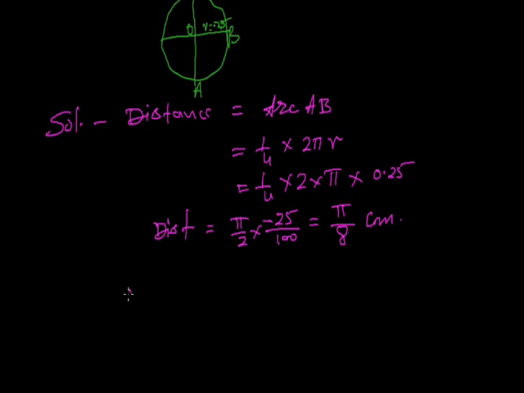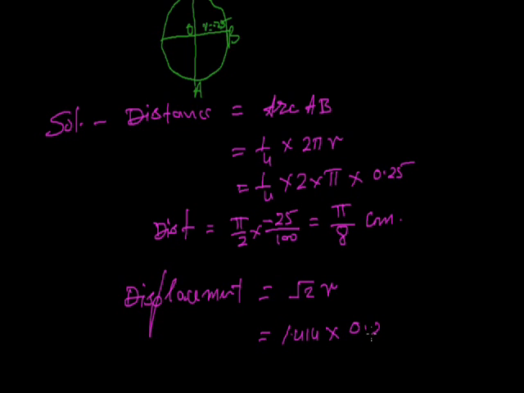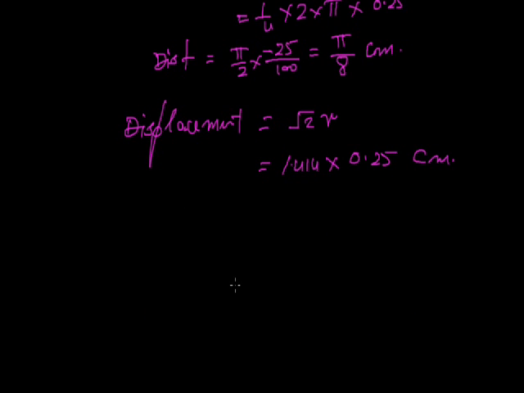Second part, displacement will be equal to root 2 r, that is 1.414 into r, which is 0.25 centimeter. Graphical representation of motion.